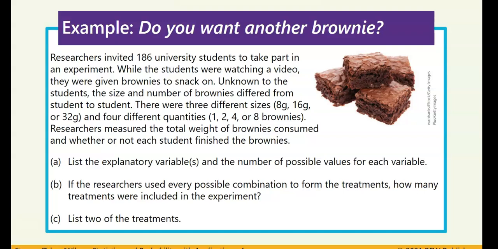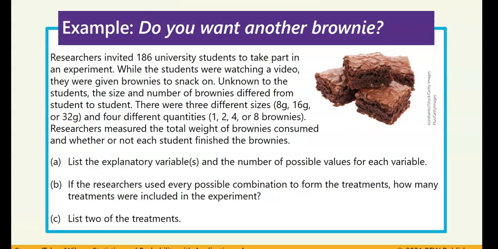List the explanatory variables and the number of possible values for each variable. Oh man, so explanatory variables. You have control over a couple of things, right? The size of the brownie and the quantity of the brownies, right?